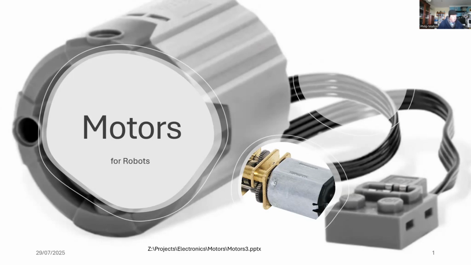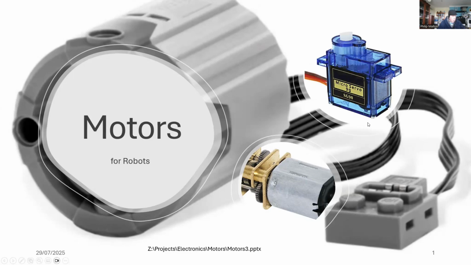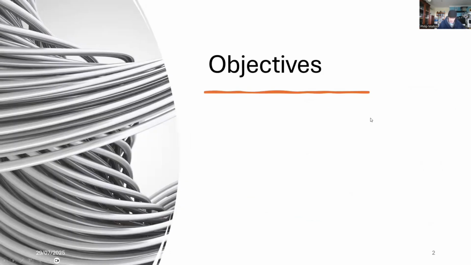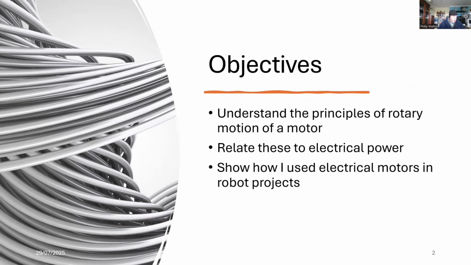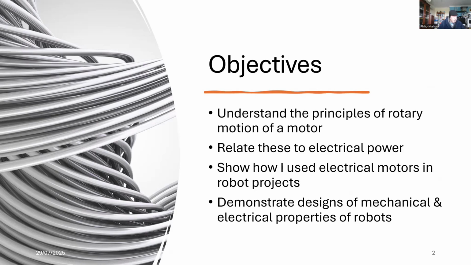This is session 4 in the course Robots for Seniors, and we'll look at some of my experiences using all of these motors. The objectives are to understand the principles of rotary motion of a motor, to relate these to the electrical power, show how I use electric motors in robot projects, and demonstrate designs of mechanical and electrical properties of robots.